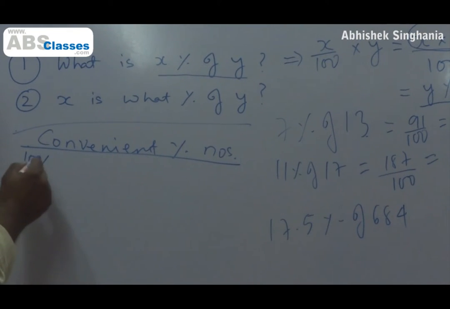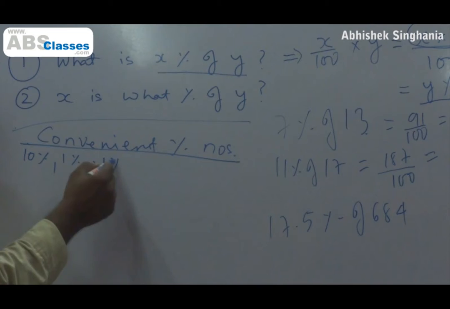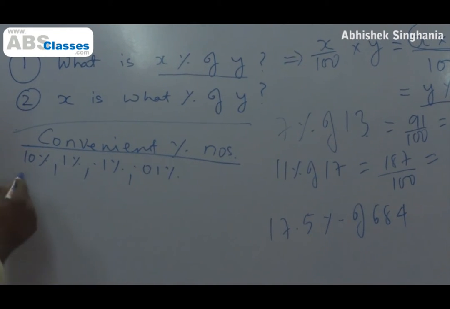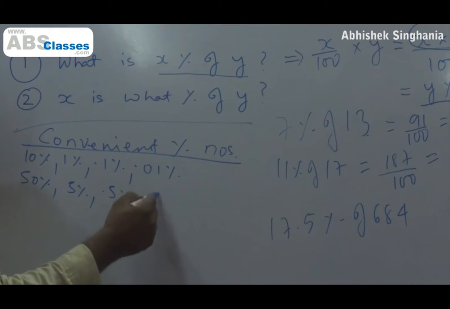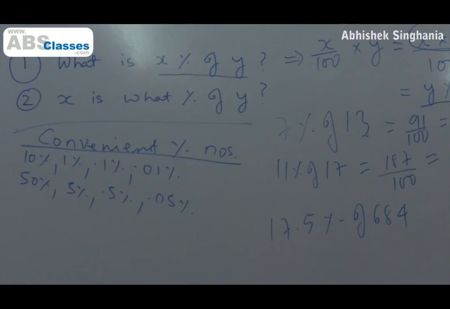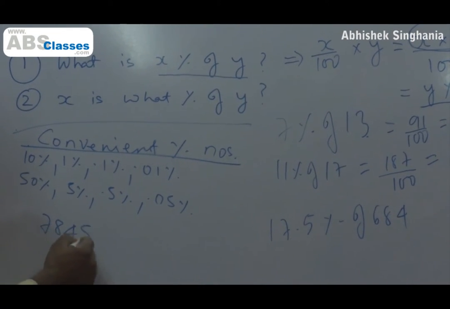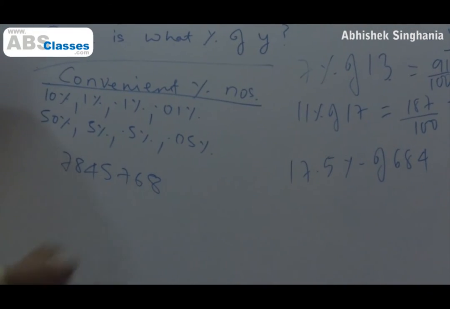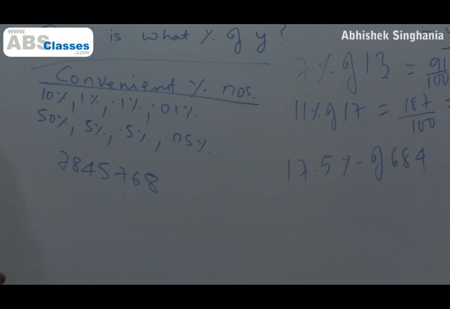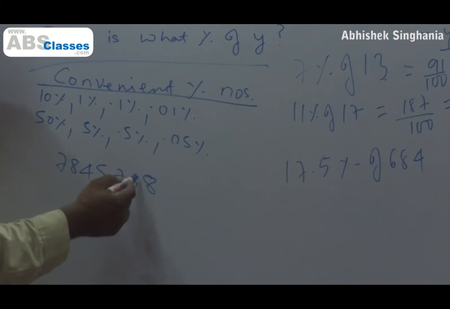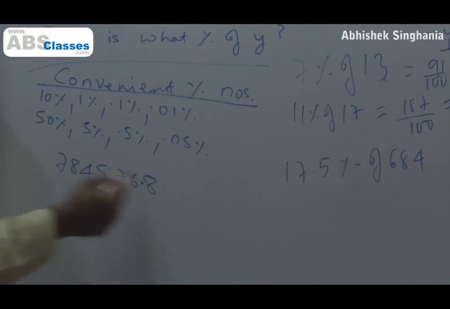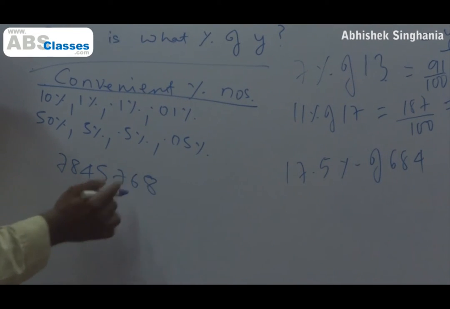These numbers are 10%, 1%, 0.1%, 0.01%, 50%, 5%, 0.5% and 0.05%. Now why are they convenient? For example, say a number like this, 7845768. What will be 10% of this number? We know that 10% is nothing but shifting the decimal point a place to the left. So 10% of this number is 784,576.8. What is 1% of this number?